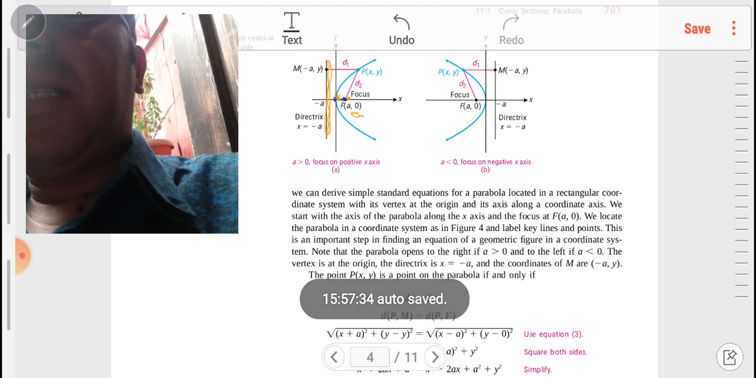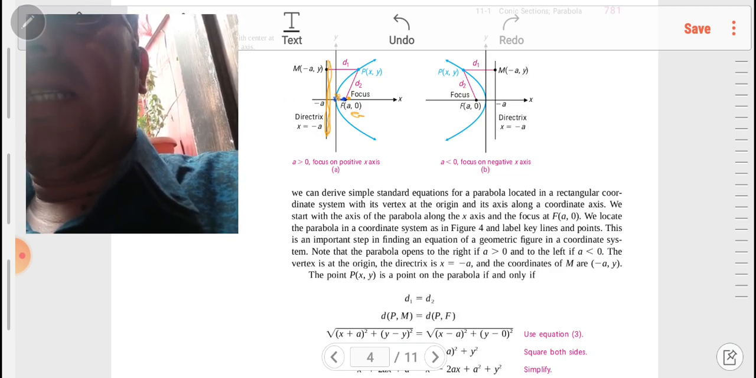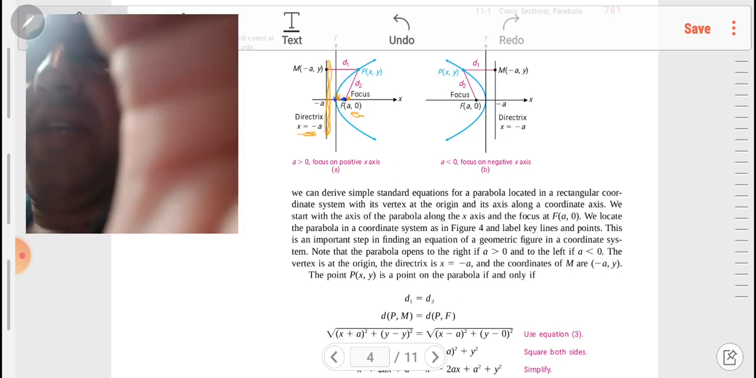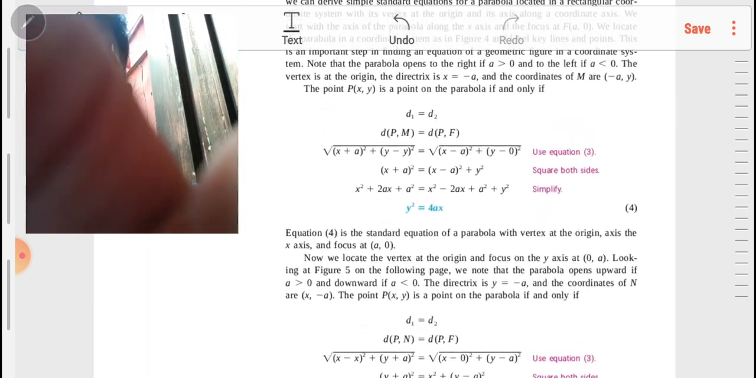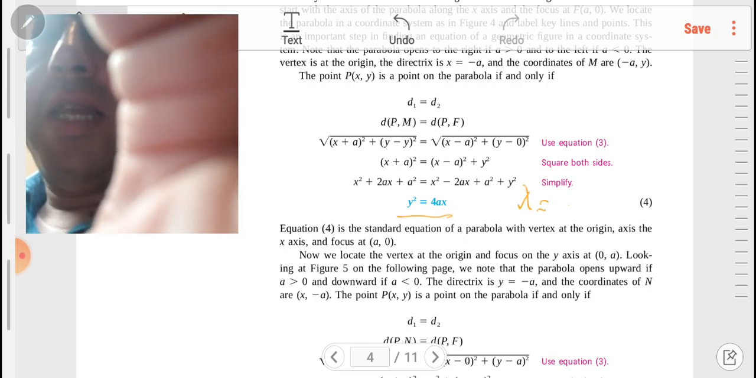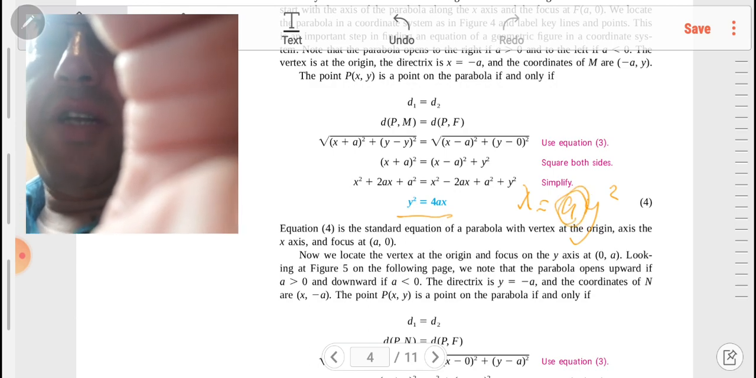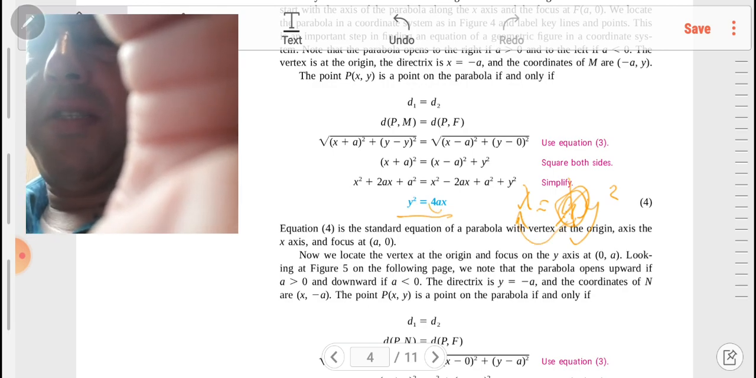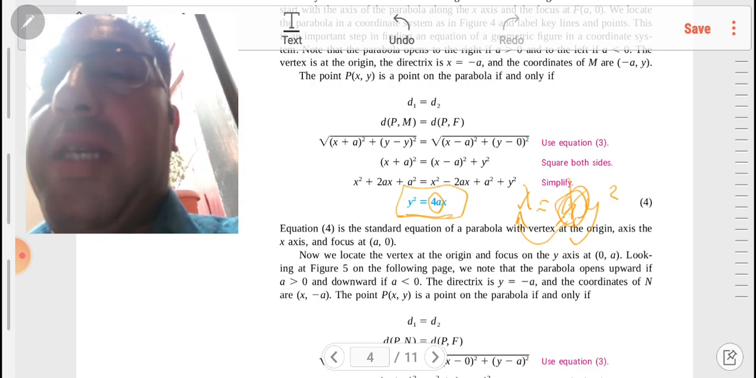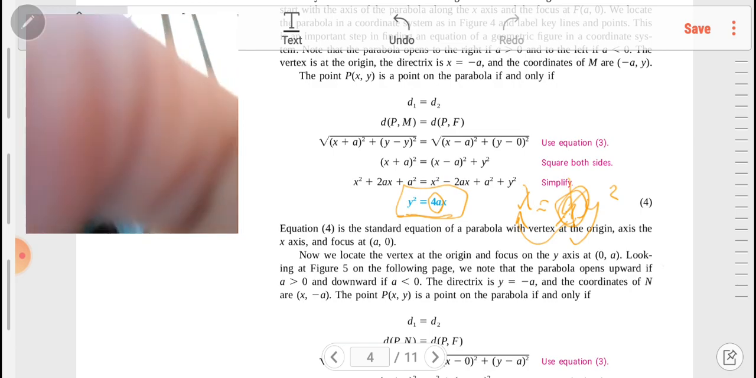The directrix, if the line is vertical, is at a distance of a units from the origin, so its equation is the line x equals negative a. The equation of the parabola is x equals a coefficient times y squared, so y squared equals 1 over the coefficient times x, and this coefficient is called 4a. So we can rewrite the equation of the horizontal parabola as y squared equals 4ax.